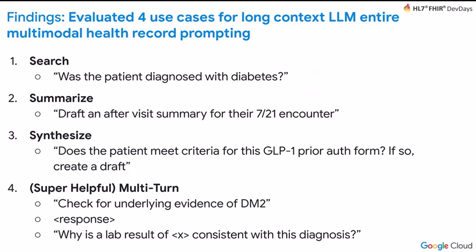We created four use cases: search, summarization, synthesize, and we needed an S for the last one, so I called it super helpful multi-turn. But really it's just multi-turn. Search is essentially a needle or needles in a haystack, right? So anything where you're looking to get those needles back, but you're not asking for much more than that. Summarization is, let's say that you want to generate an after-visit summary.